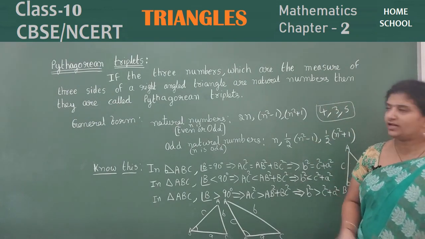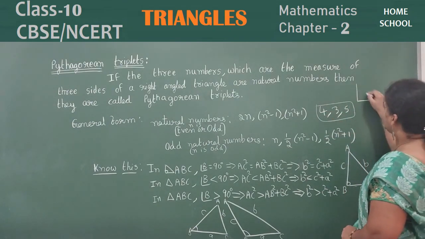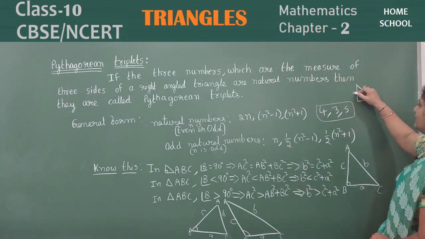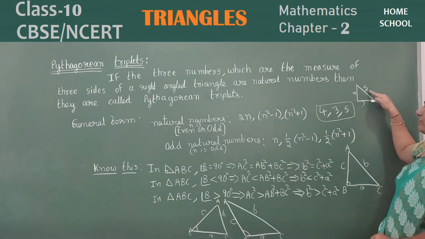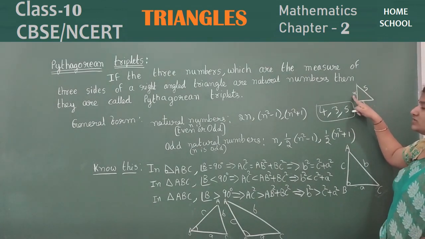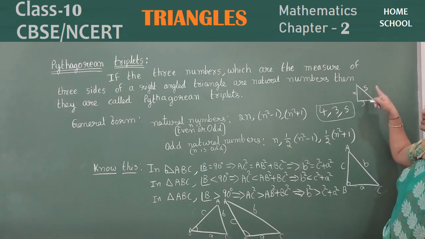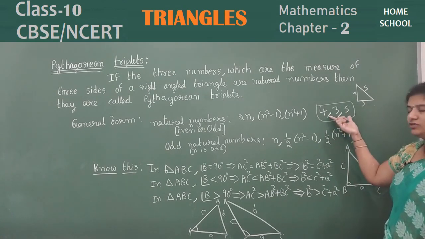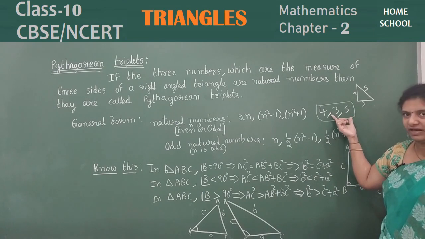How can you say, children? Which is the biggest number here? 5. So in a right triangle, this must be the hypotenuse. If you square these, 5 5s are 25, 4 4s are 16, 3 3s are 9. 16 plus 9 is the square of the hypotenuse, that is 25. Therefore these three values form a Pythagorean triplet.